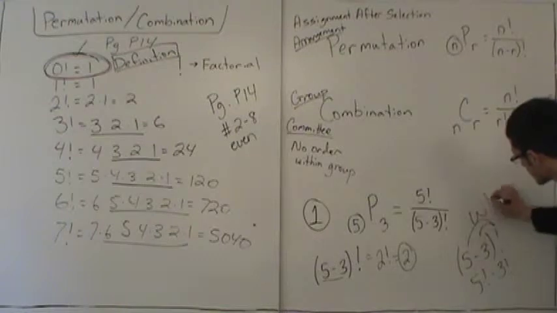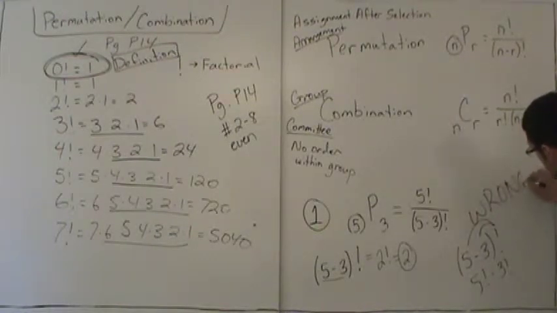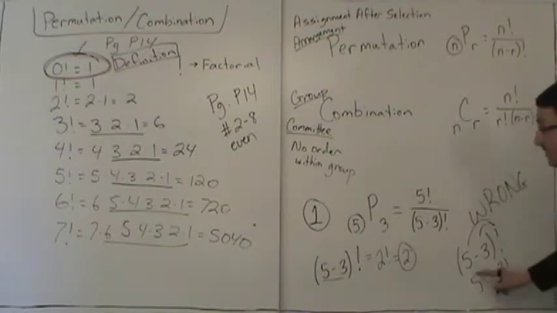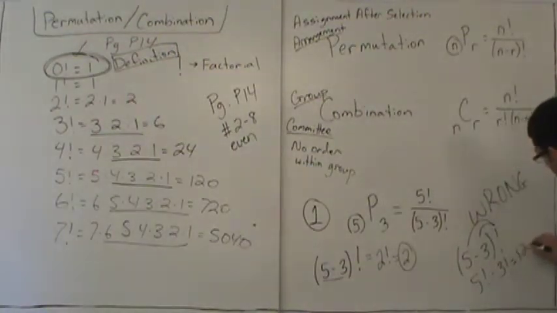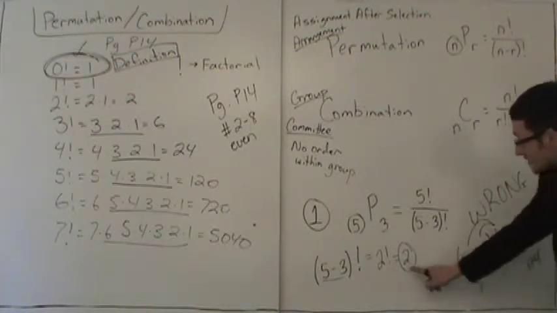This is wrong. Over here, okay, this is wrong. 5 factorial minus 3 factorial. Now we know that 5 factorial is 120. We know that 3 factorial is 6. We get 120 minus 6, which is 114. So obviously you see that's not correct. The correct answer is 2.